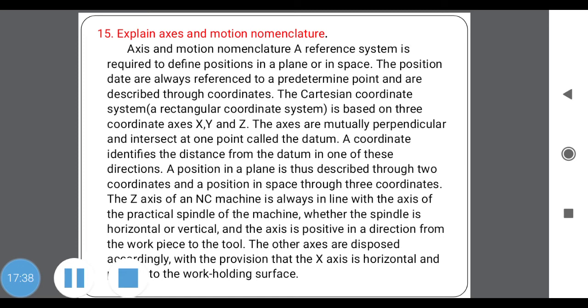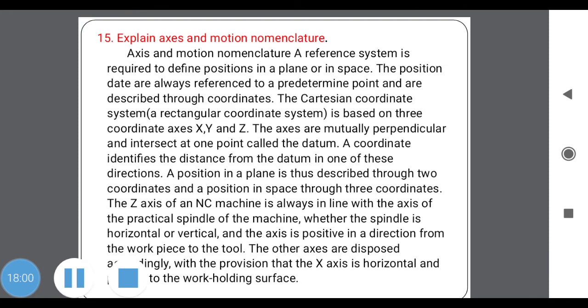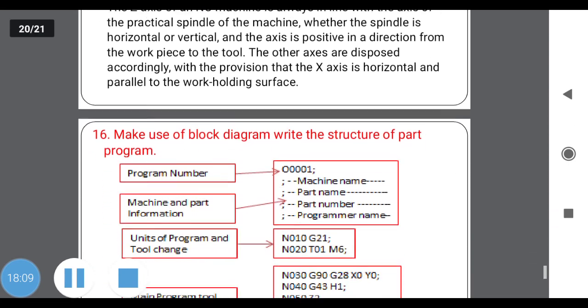You may use the NC system or CNC coordinate system, which indicates the nomenclature of these 3 values, x value, y value and z value. The other axes are disposed accordingly with the provision that the x axis is horizontal and parallel to the work holding surfaces. That indicates what axis and motion nomenclature are. Motion nomenclature means what the motion is in those 3 axis directions, x, y and z.